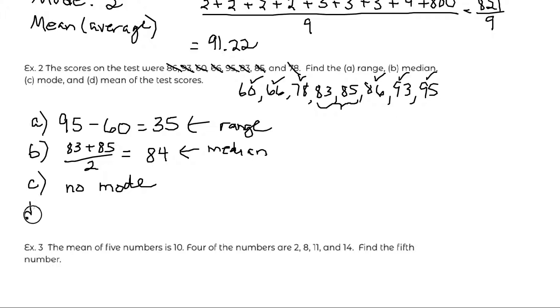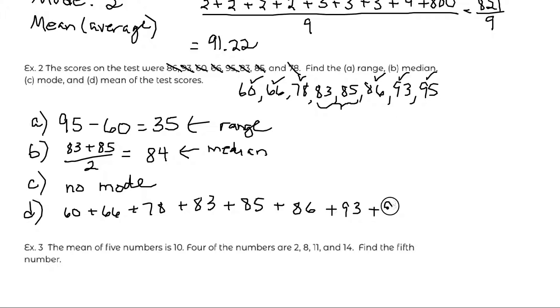And then finally, we're going to get the average. So these are grades, just like you would get. So we're just going to add them all up. Just put them in your calculator. 60 plus 66 plus 78 plus 83 plus 85 plus 86 plus 93 plus 95, all divided by the number. So we count them up. We have 4, 8. We divide them by 8. Put them in our calculator.